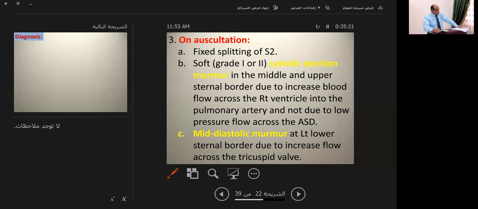a mid diastolic murmur similar to tricuspid stenosis, but the valve is not stenotic; the blood coming through it is higher than its capacity. So if you hear two murmurs in ASD, one is a systolic ejection murmur similar to pulmonary stenosis, but it is not due to the pulmonary stenosis, it is due to increase of blood flow through the pulmonary artery. And you hear a mid diastolic murmur at the tricuspid area, which is not due to a stenotic tricuspid but rather due to the increased blood flow through the tricuspid valve.